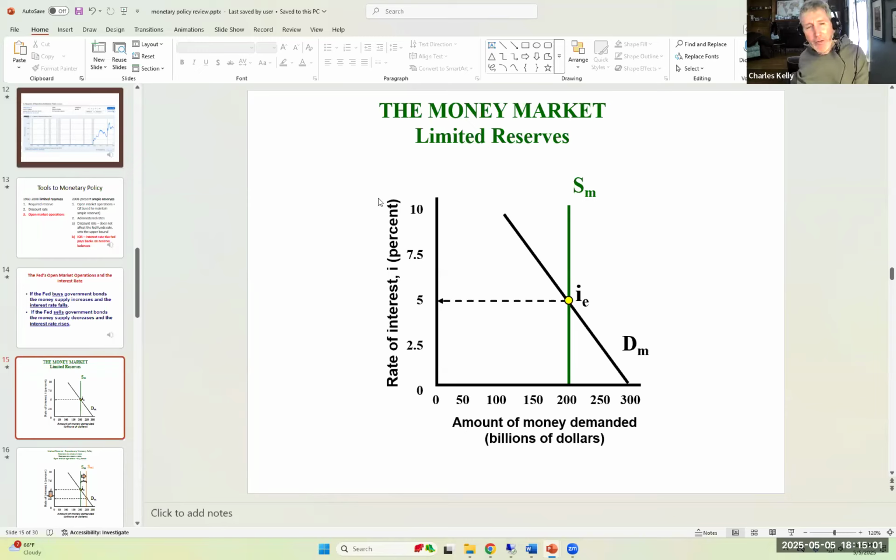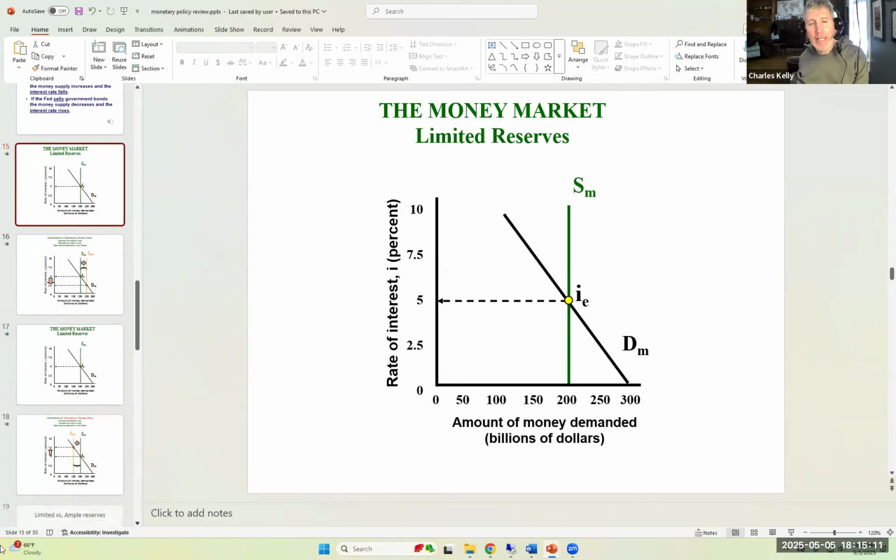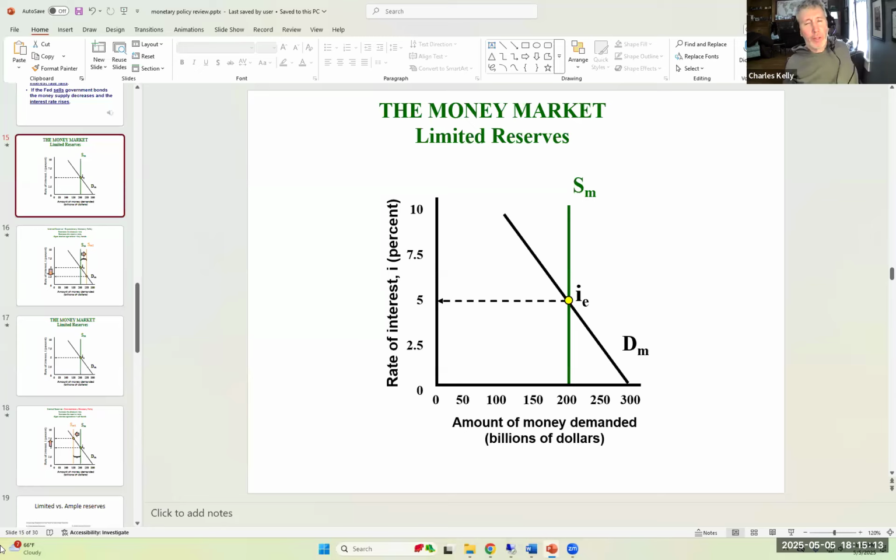All right, now this sort of jumps ahead, but it's super important to understand this. And it doesn't even matter if we're operating with limited reserves or ample reserves. The idea is just pretty darn straightforward. Here's the current interest rate, 5%. And all of a sudden the economy heads into that inflationary period of the mid 70s or the early 80s, right?